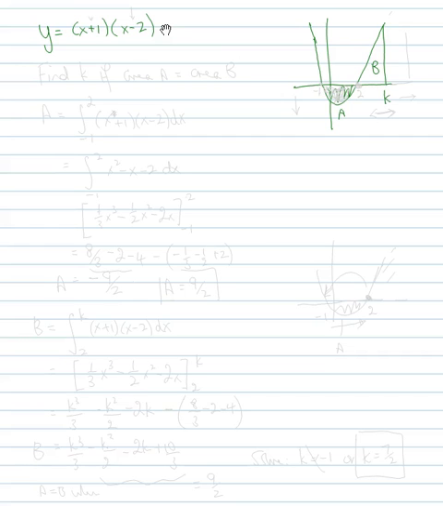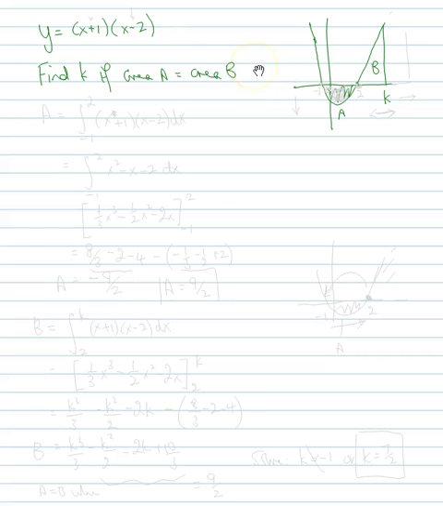Okay, so the region bounded by the curve, the positive x-axis, and the line x equals k, so that's B here, this area here. So what you're asked to find is k, if area A equals area B.